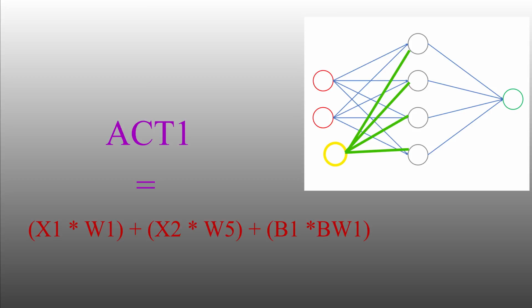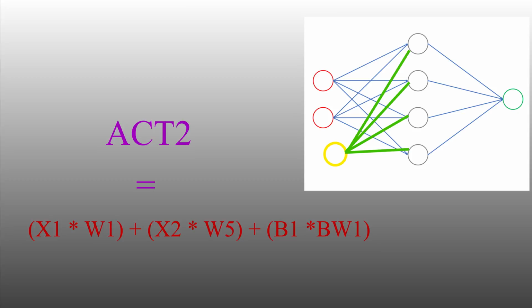First, we will define Act 1 as Act 1 equals x1 times w1 plus x2 times w5 plus b1 times bw1. This is because we multiply the first input by this weight, w1, we multiply the second input by this weight, w5, multiply the bias by its weight, bw1, and then we sum these 3 values because they come into the first hidden layer neuron.